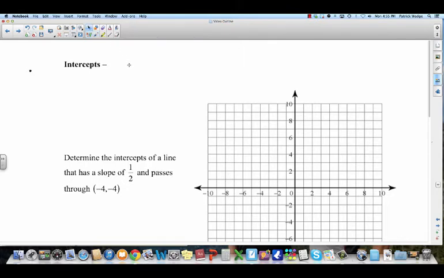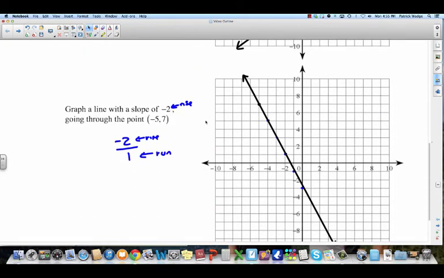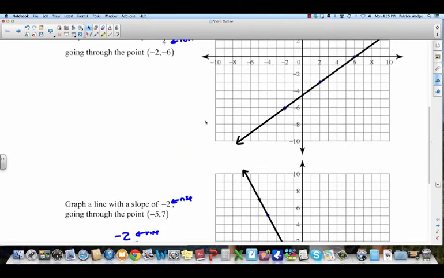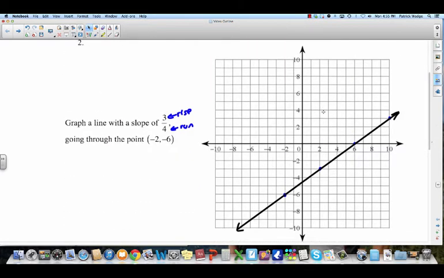Okay, and the next thing we're going to talk about is intercepts. I think we talked about them already. Intercepts are the point at which a graph crosses the y-axis and the x-axis. So if I go back here, for example, let's look at this question here. Where does this black line cross the x-axis? It crosses the x-axis right here, right? So that's the x-intercept right there. The x-intercept is 6, 0.